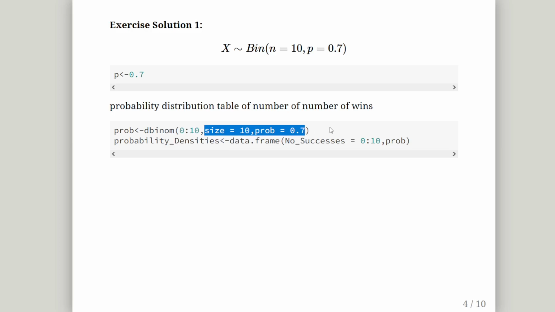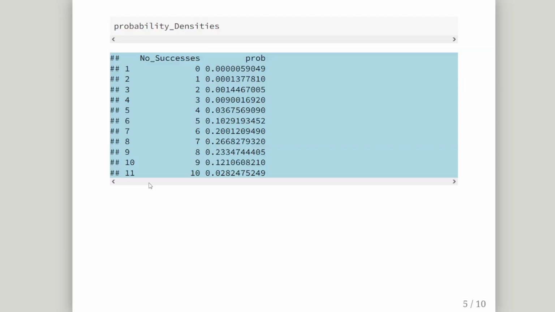So what I have highlighted there is going to stay consistent the whole way through. When we calculate that, we get a set of probability values. We get 11 probabilities, 0 included, so 0 to 10 is 11 discrete possible outcomes. Now what we're going to do is combine that into a single data frame where we have the number of successes, 0 to 10, and the probability of that success. And we're going to save this as a data frame called probability densities.